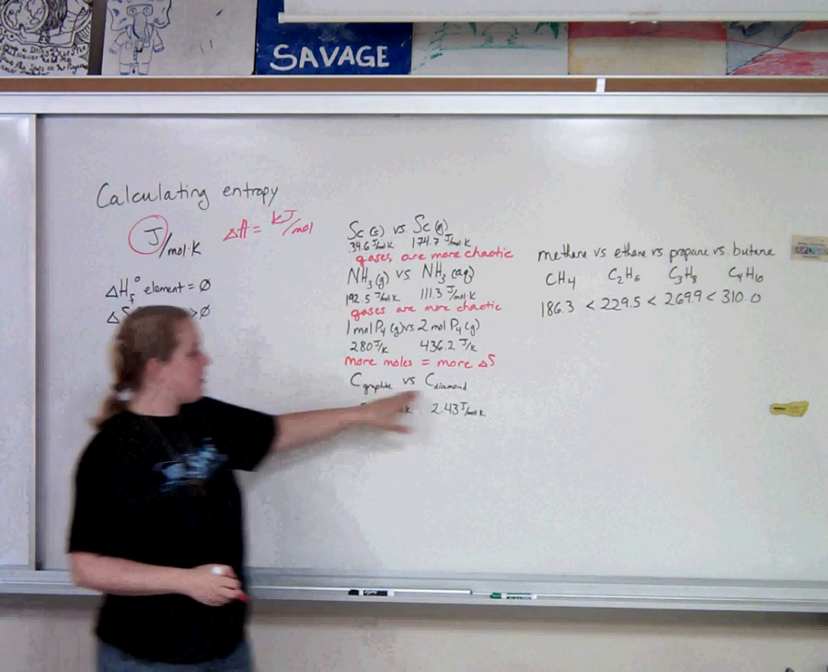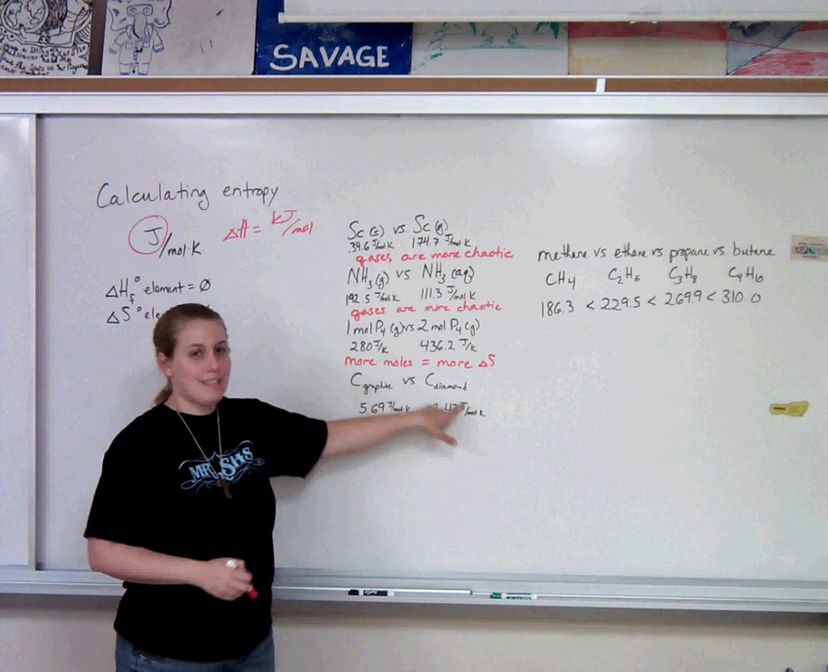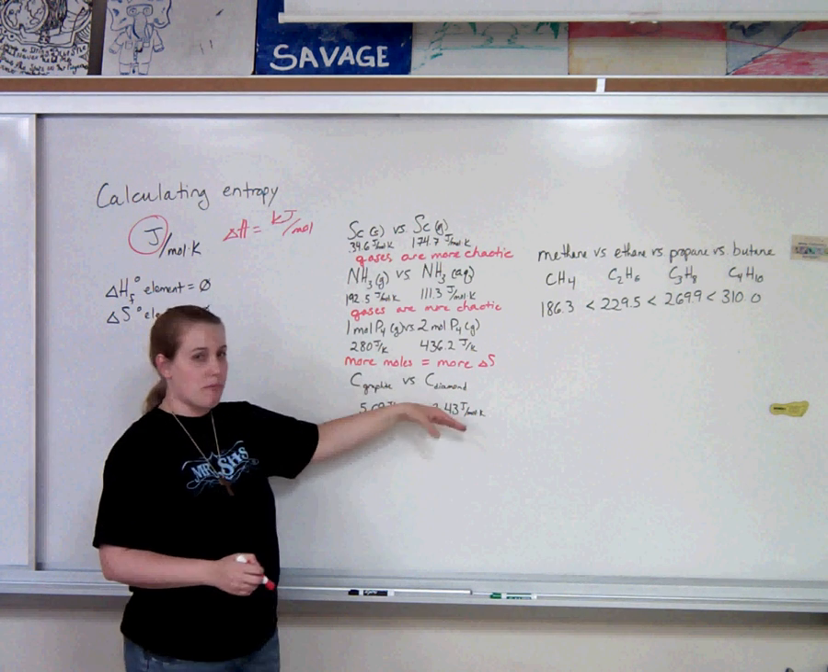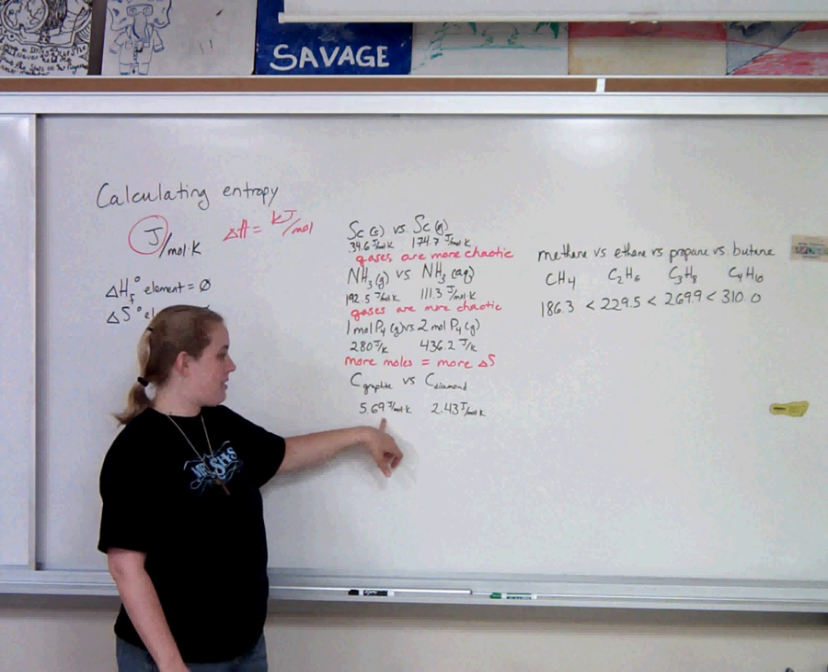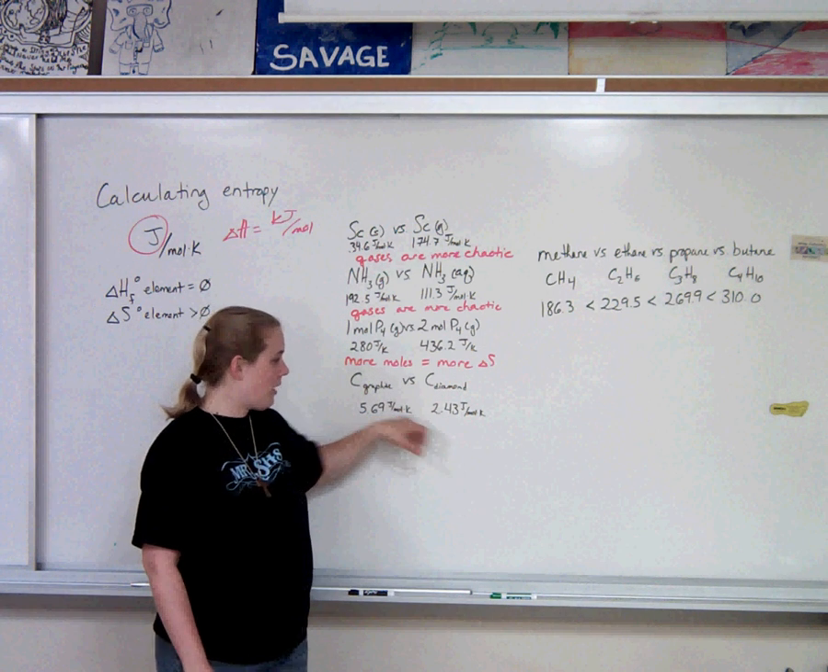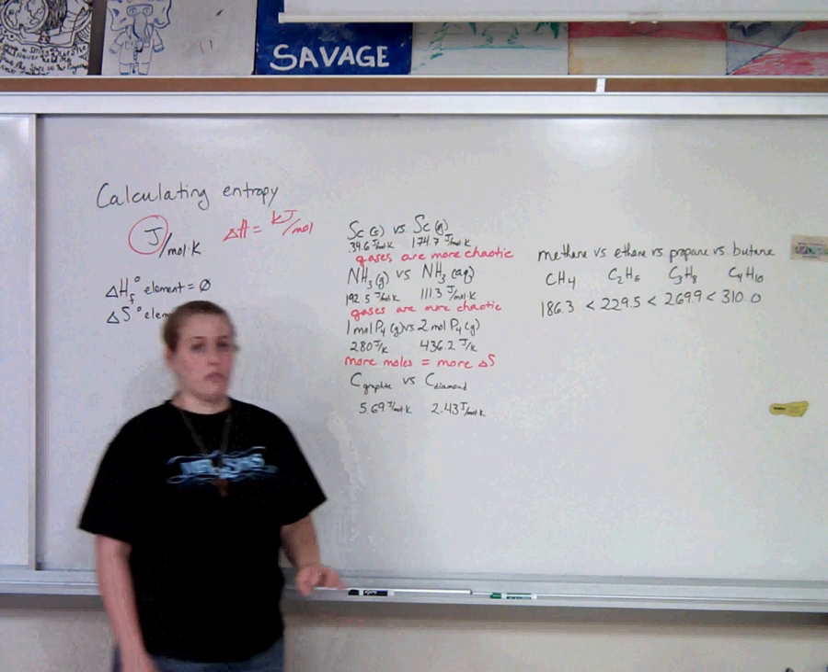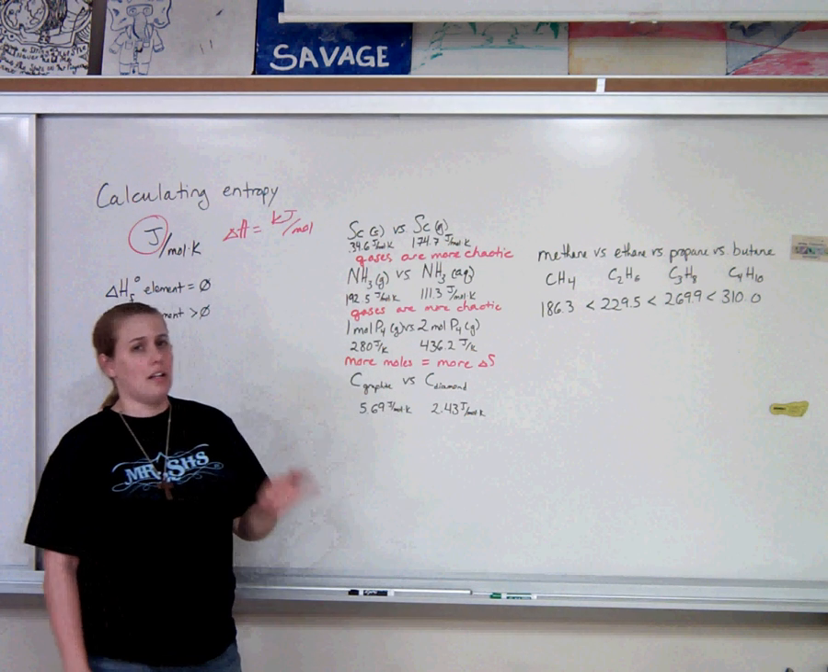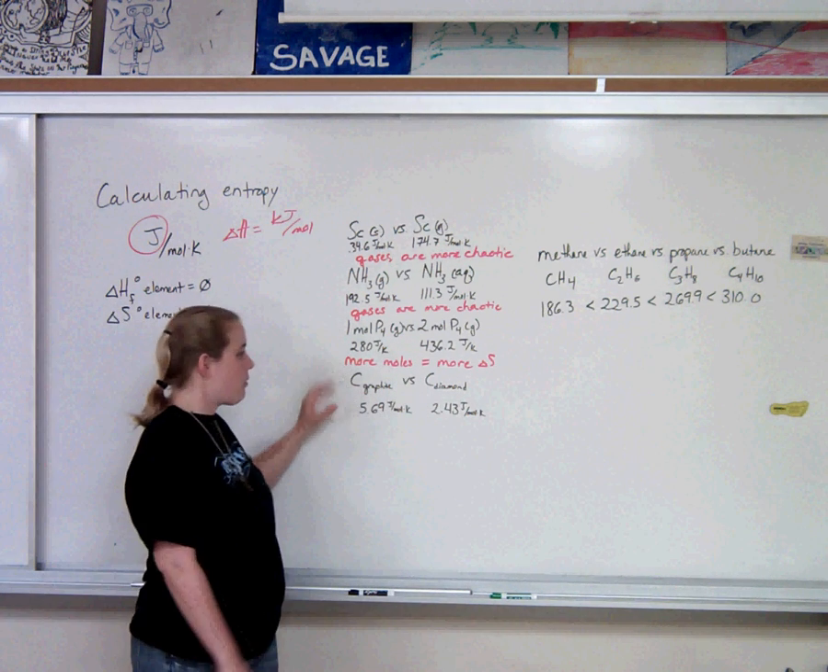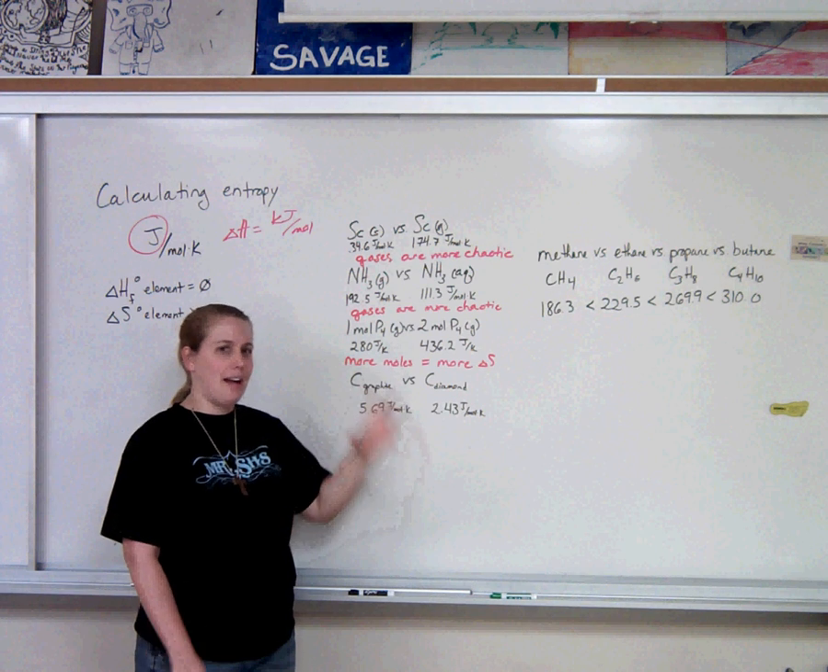Graphite versus diamond. They're both carbon, they're both solids. They're both the same number of moles. Graphite is 5.69 joules per mole Kelvin. Diamond is 2.43 joules per mole Kelvin. Very little entropy. Both of these are highly ordered, highly rigid structures.